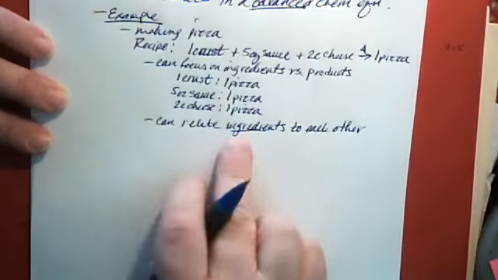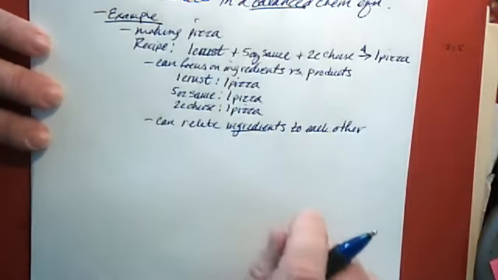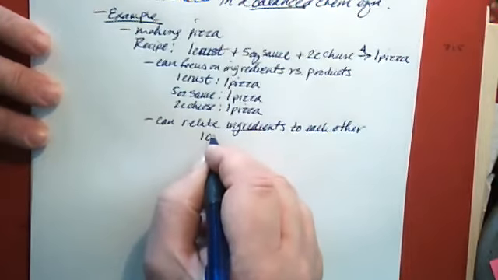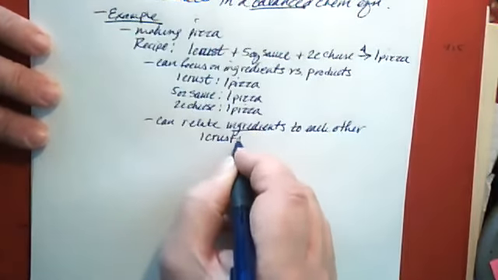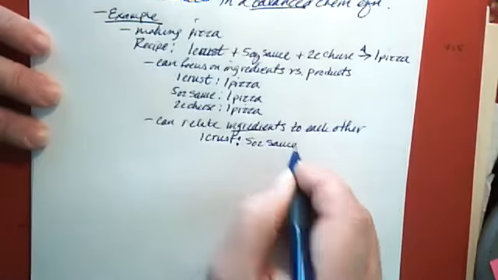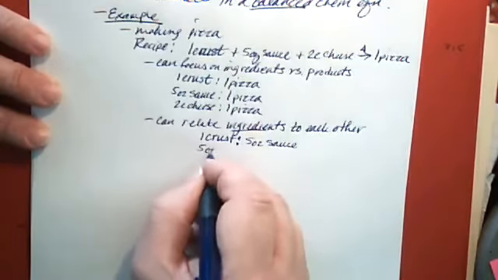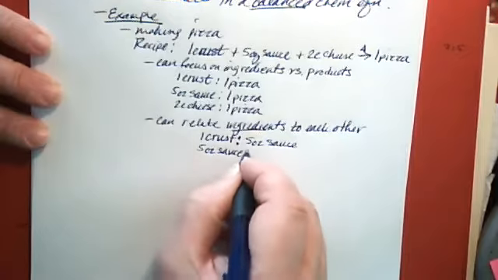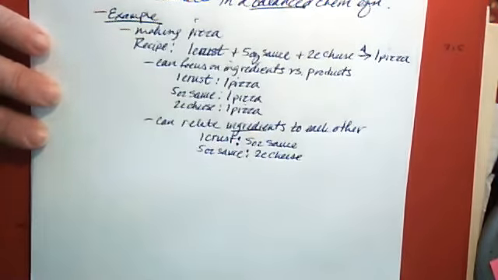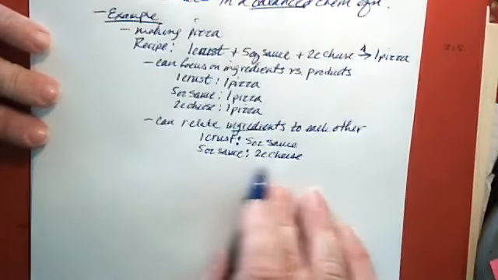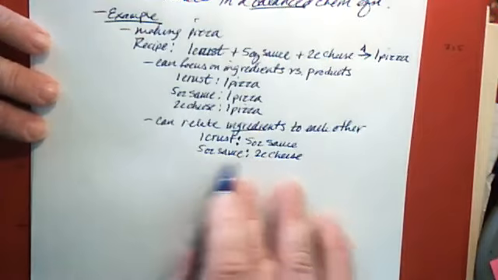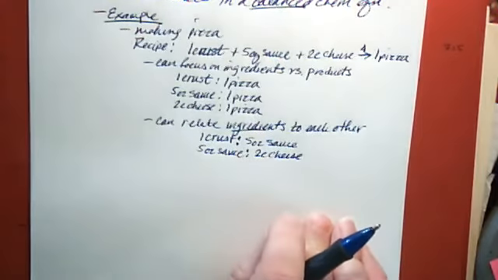And you can also relate the ingredients to each other. So, for instance, you need 1 crust for every 5 ounces of sauce. You need 5 ounces of sauce for every 2 cups of cheese, and so on. So basically, if we have 2 cups of cheese, we know that we need 5 ounces of sauce. If we have 4 cups of cheese, then we need 10 ounces of sauce, and so on.